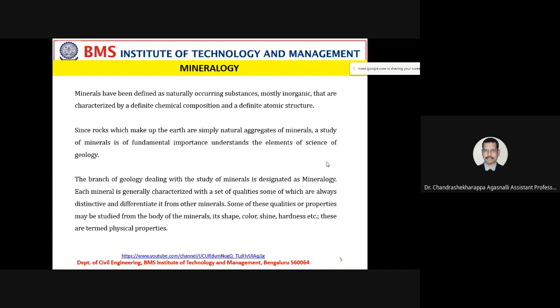So when it comes to petrology, the study of the rocks, petrology means study of rocks. So what is a rock? It's an aggregate of minerals. What is a mineral? A specific chemical composition and internal atomic structure. These are of fundamental importance to understanding the elements of the science of geology. Okay, mineralogy.